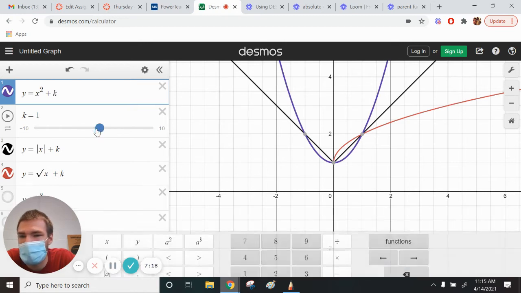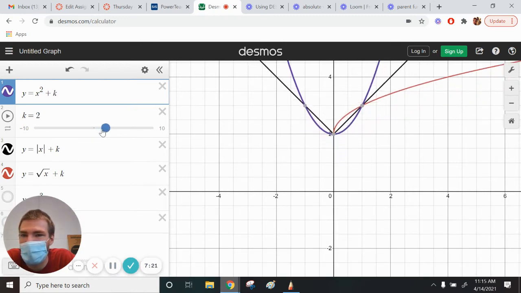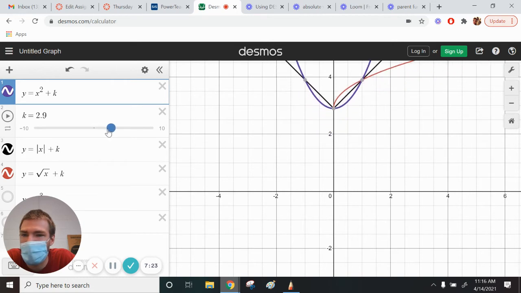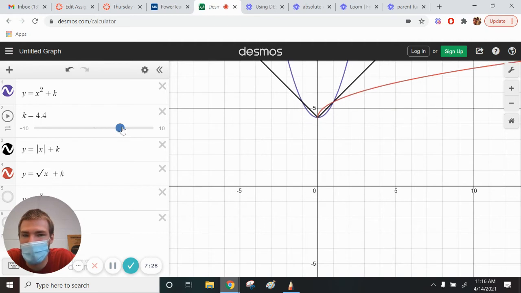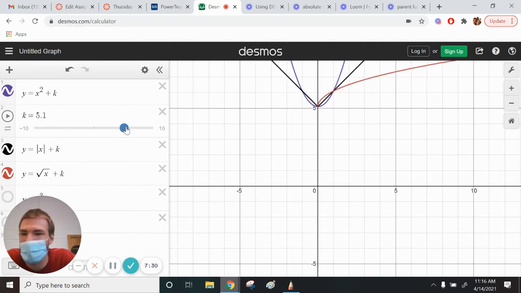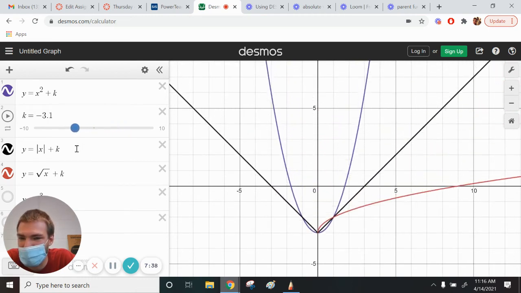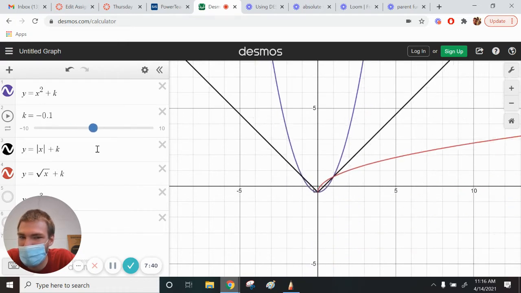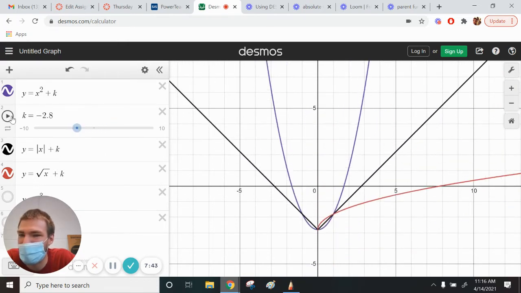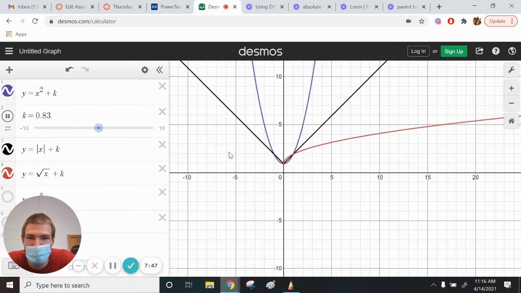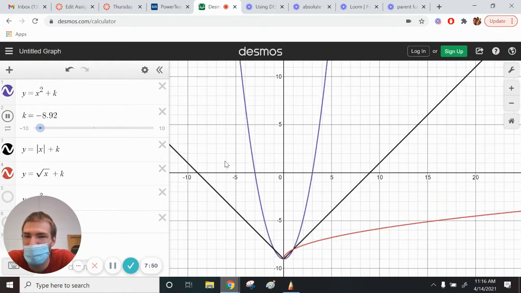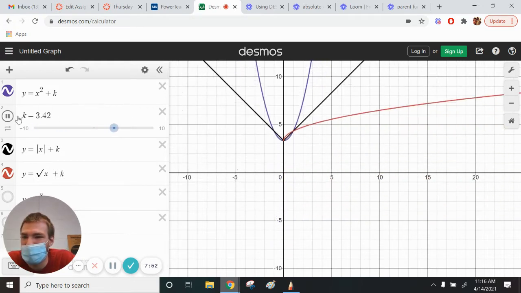I can slide this, and I can make K 2, and I can make K 3. And as you can see, all of my graphs are moving in the exact same way. If I move K down, the graphs go down, right? Simple as that. And I can even press this play button, and it will automate. Let me zoom out a bit. And it will automate going up and down, etc.